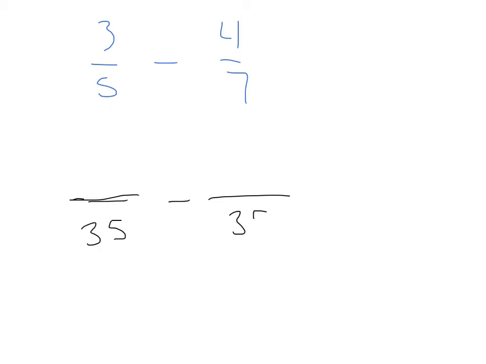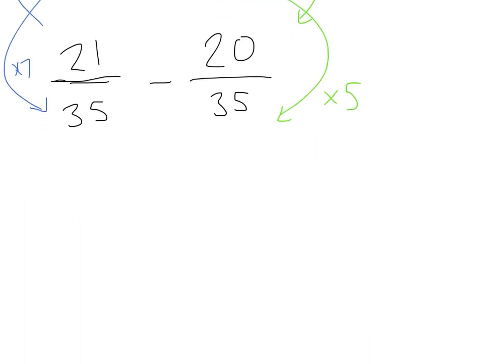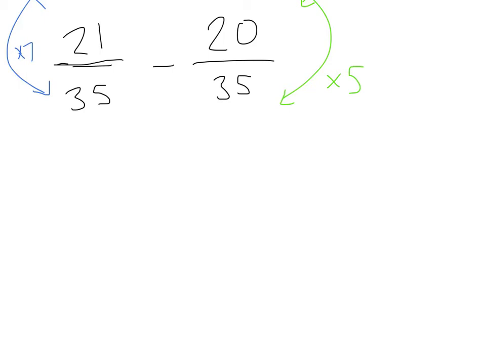If I took 5 times 7 to get 35, I'd have to take 3 times 7 as well, and 3 times 7 is 21. If I took 7 to 35, that'd be multiplying by 5, so 4 times 5 would be 20. So now I have my new problem: 21/35 minus 20/35. Now I have like fractions, right?